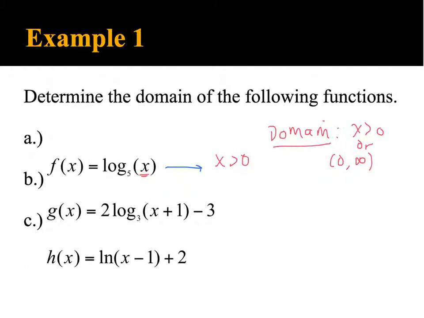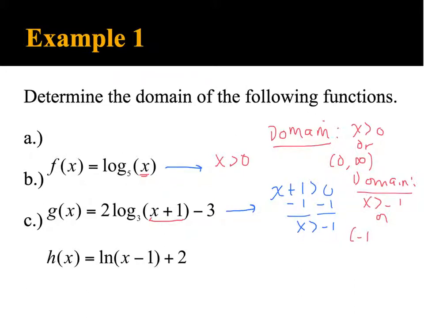Alright, what about g? For g, again, we look at the inside. This is the expression. And we know from our conversation that I need to solve the following. x plus 1 is greater than 0. Well, that's not too bad. All I do is subtract 1 on both sides. And so I get that x is greater than negative 1. So the domain, 2 ways to say this one: x is greater than negative 1, or negative 1 to infinity.